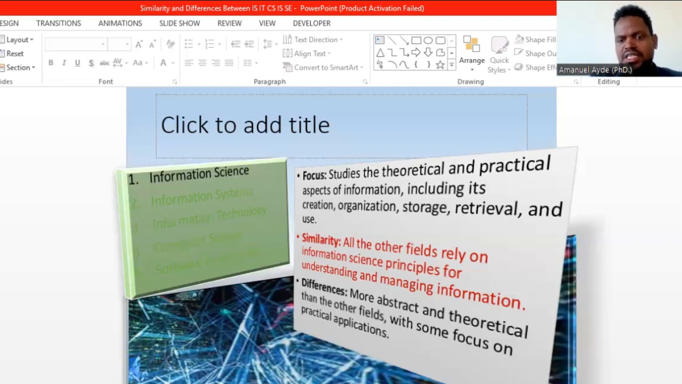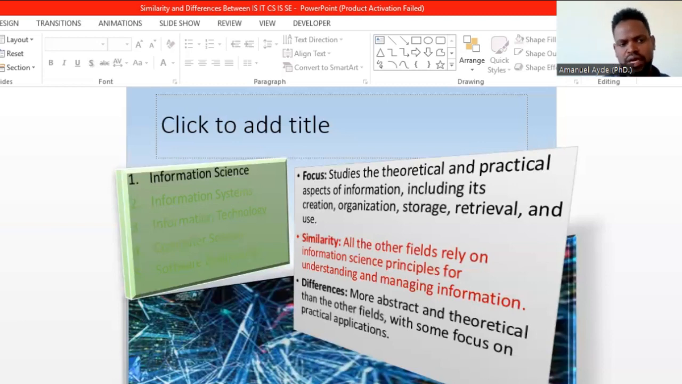There are also differences. Information science is more abstract. Abstract means a complicated area to understand, and it is also theoretical. Most of the time it focuses on theoretical aspects more than the other fields. The technology field is all about application, as we will see later. Systems relates to the business area, how to apply technology in business. Computer science focuses on algorithms and software development. Software engineering is more related to the engineering of software. These are the differences with the other subject areas.